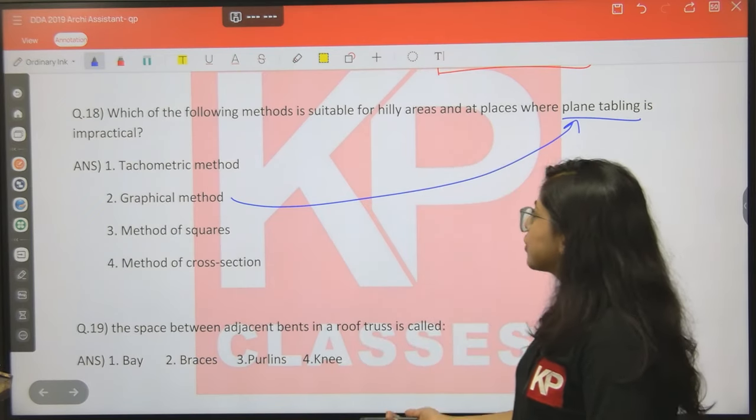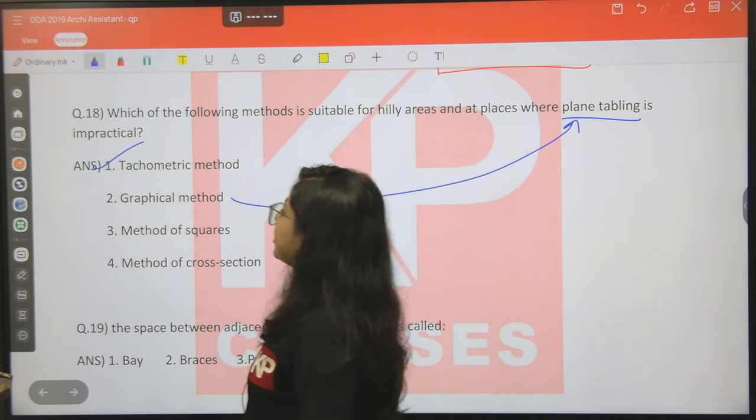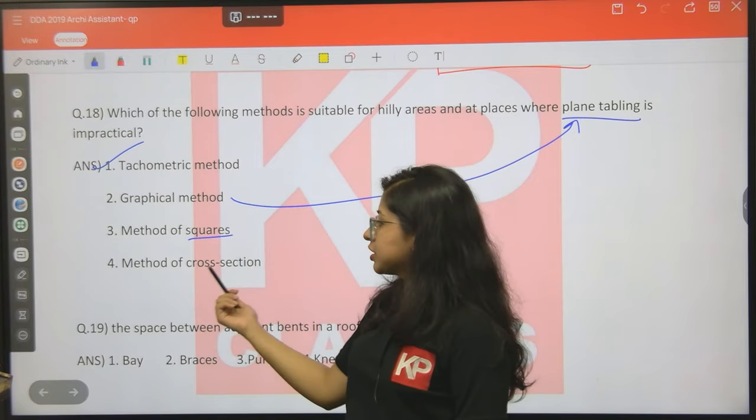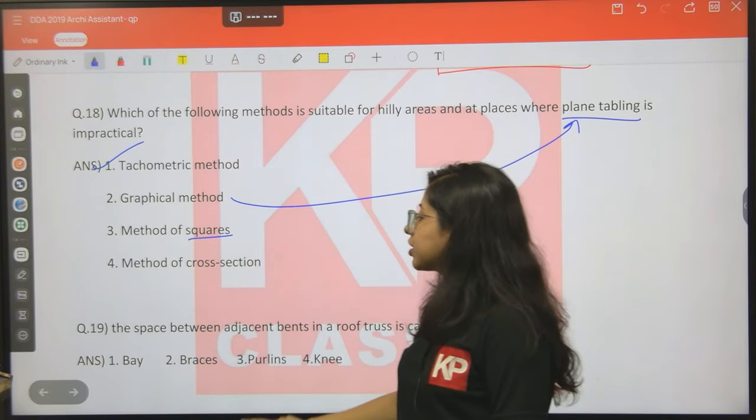So what kind of survey method do we use? We use the stoichiometry survey method. We don't use the method of squares. We don't use the method of cross section. We use the stoichiometric method.